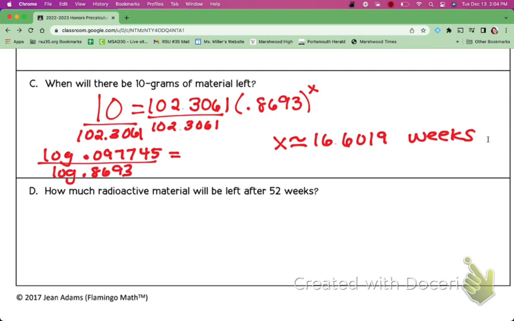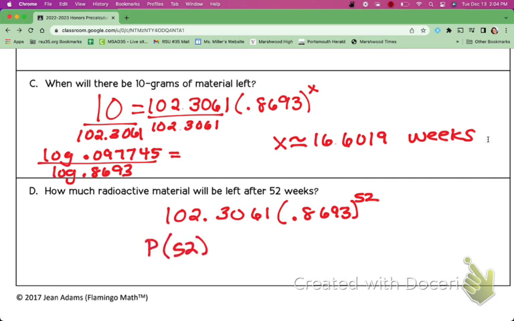And then how much radioactive material would be left after 52 weeks? Well, we would just evaluate our function with x being 52. So what is that? 102.3061 times 0.8693 to the 52nd. I forget what we had. So P of 52 would be approximately 0.0703 grams. We didn't use a letter for our function, did we? I think we did.